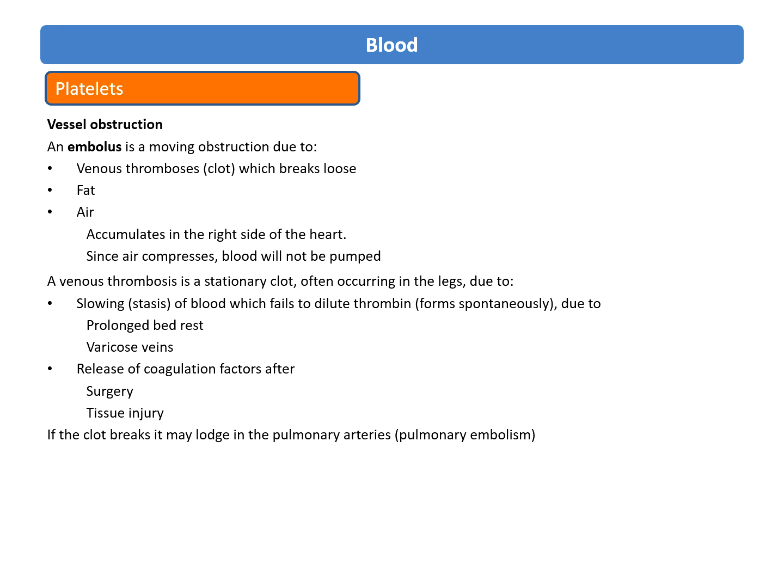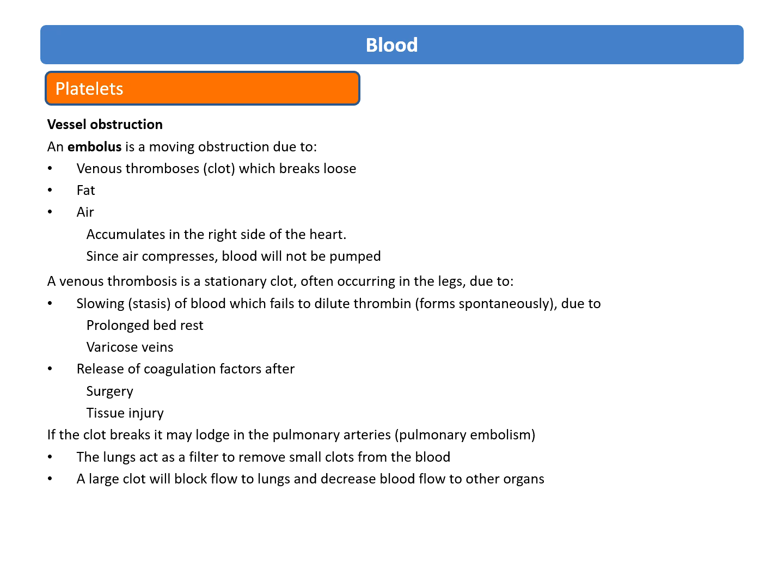If the clot breaks, it may lodge in the pulmonary arteries. This would be a pulmonary embolism. The lungs normally act as a filter to remove small clots from the blood. A large clot, however, will block flow to the lungs and decrease blood flow to the other organs.